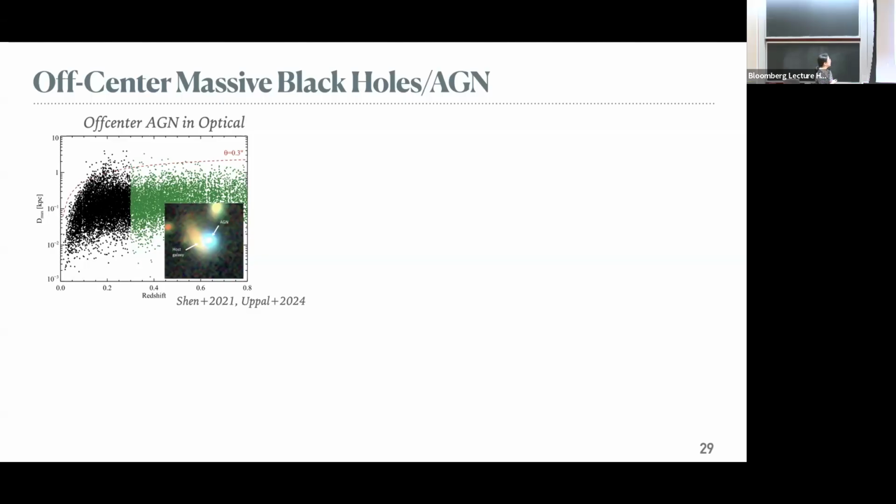And here is a work by Yue Shen, who tried to look for these off-center AGN by looking at the jittering of light around the galaxy. So they can constrain the maximum offset of these off-center AGNs as a function of redshift. This is an example of an AGN here, and this is the host galaxy, and you don't find any other AGN in this galaxy.